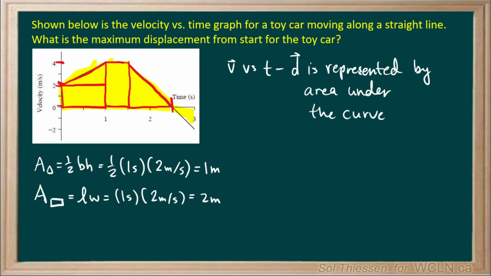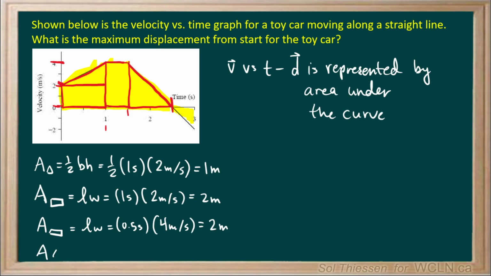Next we'll do the rectangle in the middle. So the area of that rectangle is again length times width. One of those dimensions is going to be from 1 second to 1.5 seconds, so it'll be 1/2 second. The other dimension will be from 0 meters per second all the way up to 4 meters per second, so 4 meters per second. And that's equal to 2 meters.